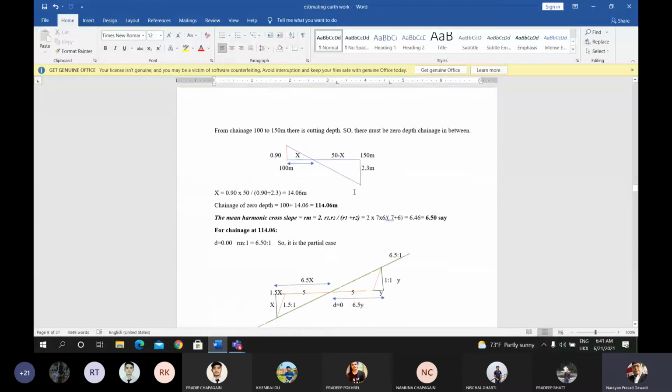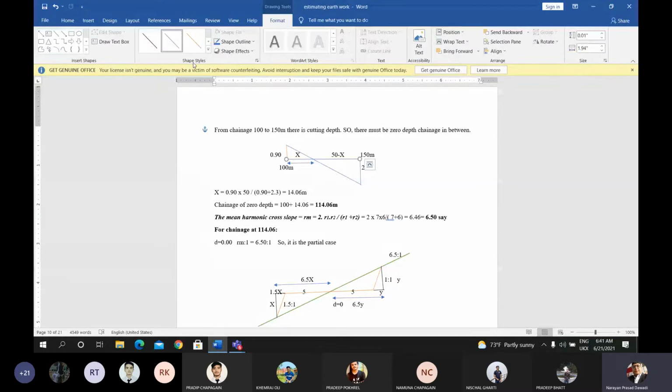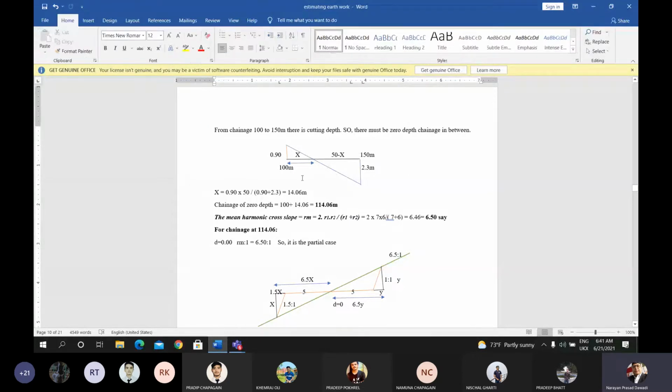Now draw the perpendicular and draw the horizontal line from chainage 100 to 150 meter. The depth changes from filling to cutting. The filling depth is the upper part depth from the baseline. Draw the baseline of any suitable length, and provide the initial point as chainage 100 meter and the final point as chainage 150 meter. This is in between 100 and 150 meter.